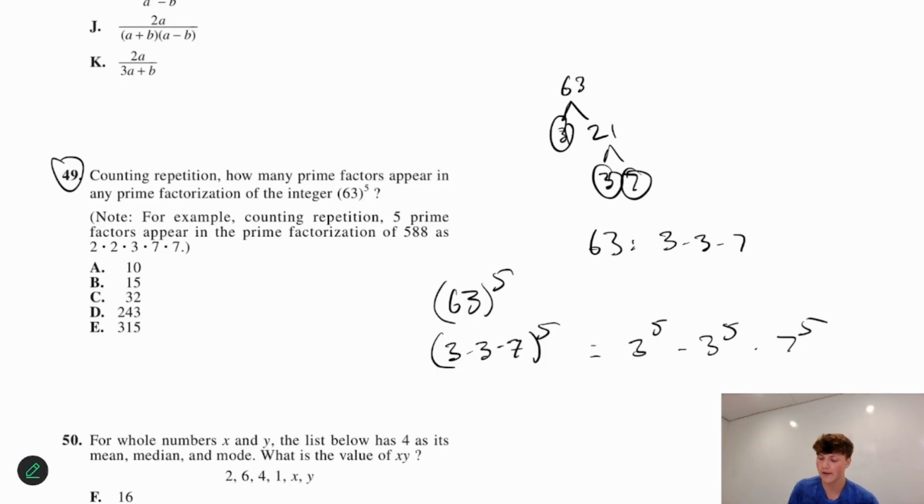Well, 3 to the 5th is just 3 times 3 times 3 times 3 times 3. And then another 3 to the 5th, 3 times 3 times 3 times 3 times 3, times another 7, right? 5 sevens. Okay? And what we're left with is we see there's 15 prime factors, right? 10 threes and 5 sevens. Okay? So that's going to be kind of how we approach a question like this.